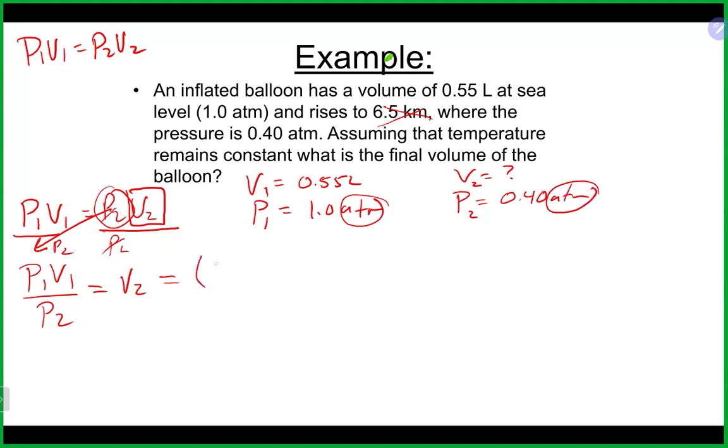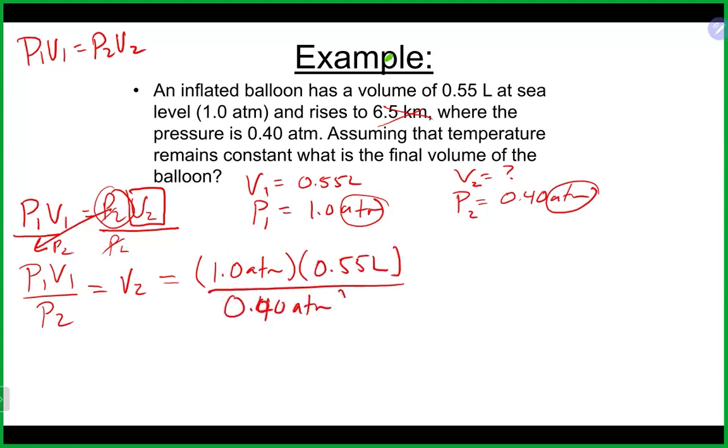So we'll go with 1 atmosphere on top times our 0.55 liters divided by our 0.40 atmospheres. Atmospheres on top and bottom will cancel. That's going to leave us a volume that's in liters based off of that unit. And that's basically 0.55 divided by 0.4, which gives us 1.4 liters in this particular case. First off, any questions on that?